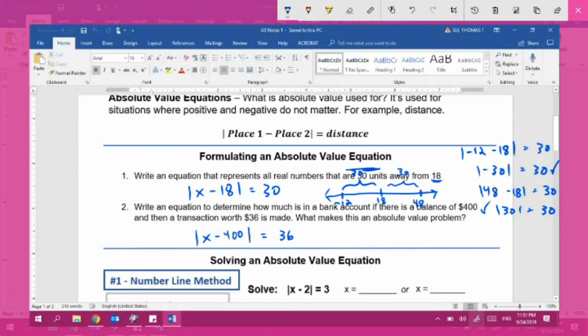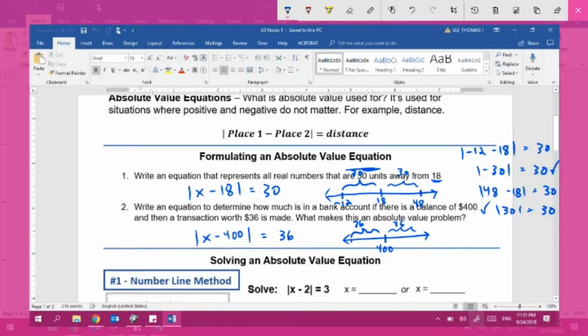So x minus $400. And then we'd find our answer here. And you could see that same thing, we'd have a number line like this. Boom. Start at 400 because the transaction doesn't say if I added money in or if I spent money. It just says transaction. So we could be going 36 in this direction, making more money, or we could be going 36 in the negative direction, losing $36.